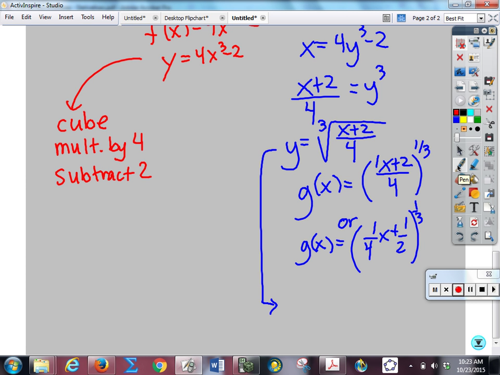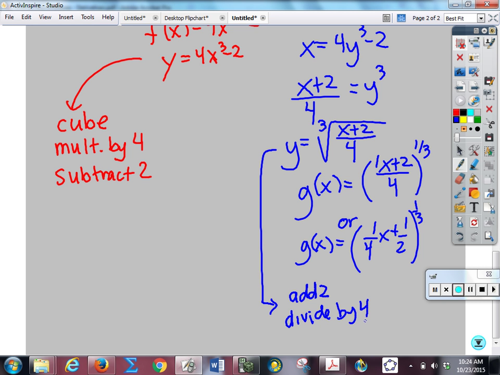On this, notice the inverse. If you were to plug in something for x, what would you first do to evaluate that? You would cube it, and then multiply by 4, and then subtract 2. Well, notice what you do with the inverse function. What do you do when you plug in an x right here? You would add 2, divide by 4, and then cube root, right?